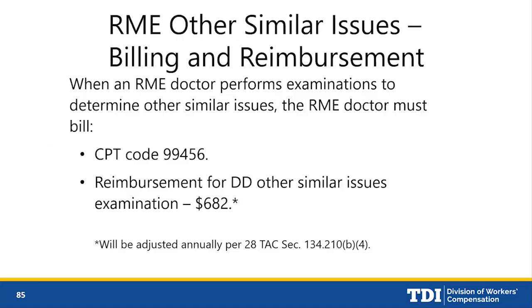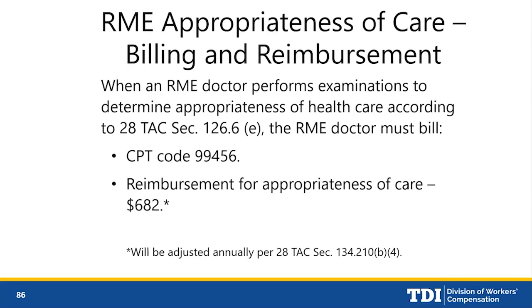Other similar issues, same thing, we're seeing CPT code 99456 with $682 for reimbursement. And make sure your documentation is clear so that those disputed issues can be resolved with your opinion and your charges can be supported. And next is if you're being asked to do an appropriateness of care examination by the insurance carrier, you bill 99456, and reimbursement for that would be $682.